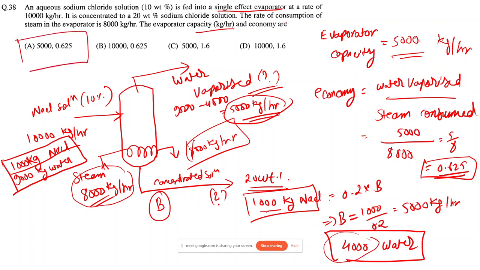So basically evaporator capacity is the amount of water that has been vaporized, and the economy is defined as the amount of water that has been vaporized upon the steam that has been provided in order to heat that water, ultimately the steam that has been consumed. So this is how we find the evaporator capacity and steam economy.